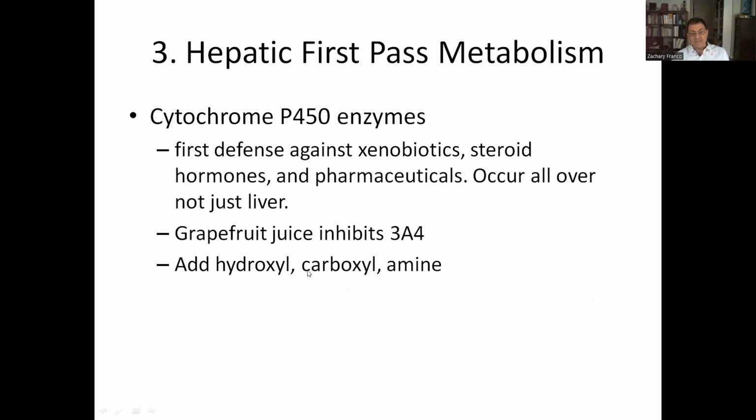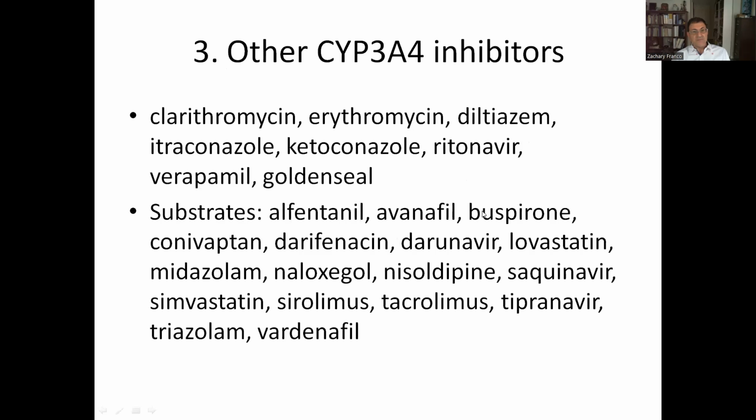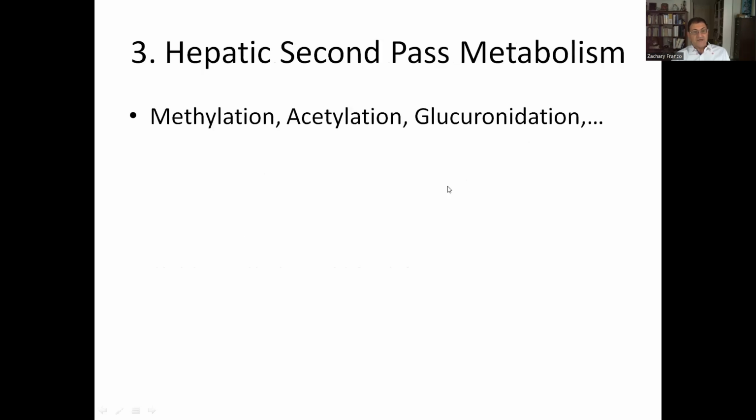The first pass is not really relevant to methylation. It's just kind of like an antioxidant. It's basically going to oxidize. It's the second pass that's more important, and that involves methylation.